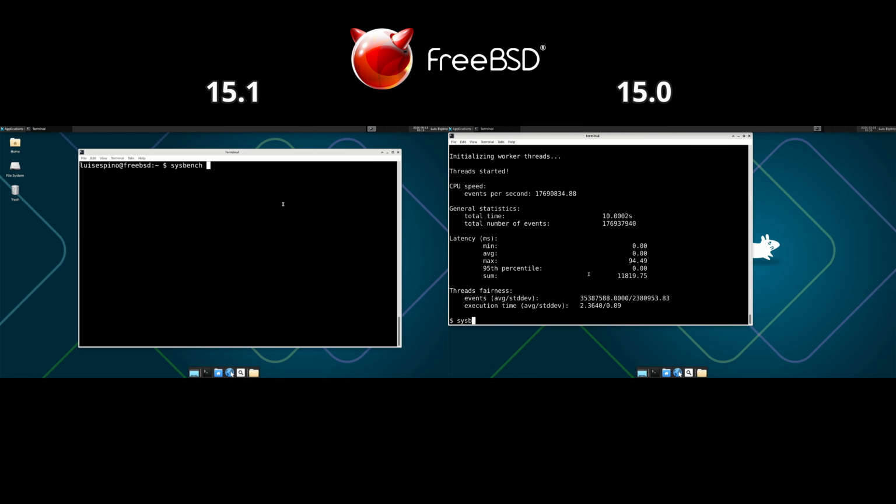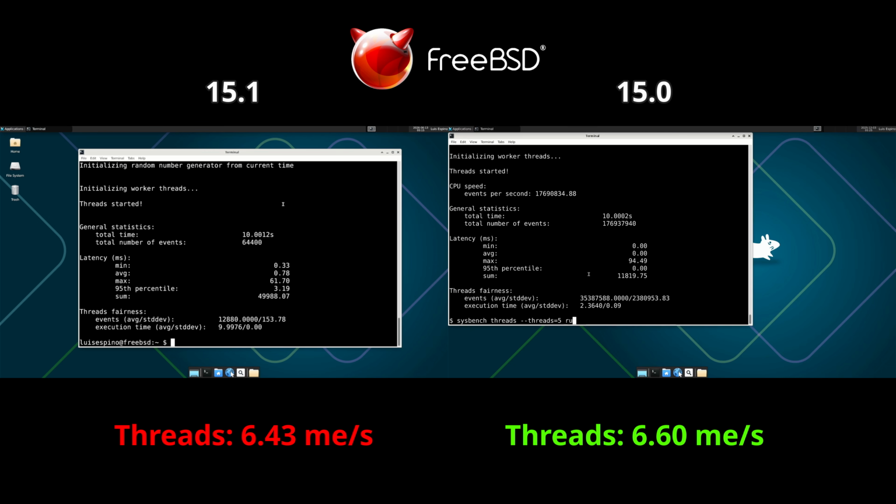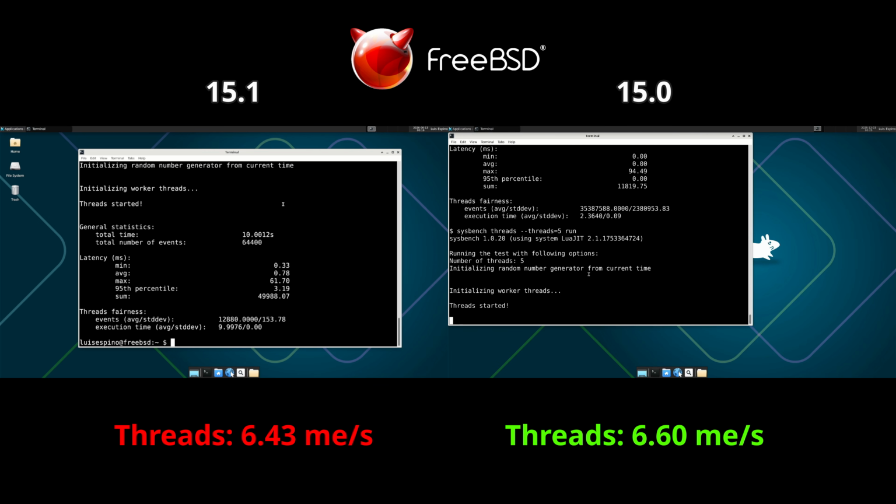Now we analyze the scheduler, evaluating latency when multiple threads compete for resources and need CPU access at once. Although the average execution time was similar, version 15 stood out with many more events per second than version 15.1.